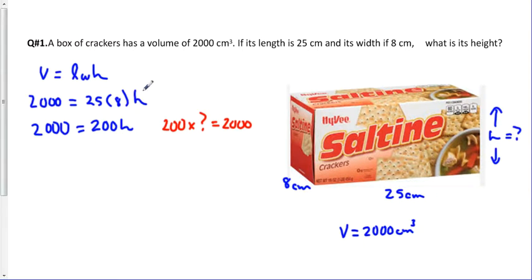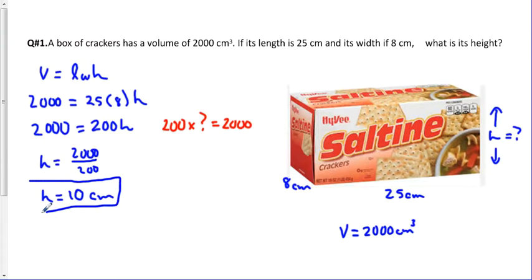Now, some of you guys can use mental math to do this. Some of you might need to rely on some skills from earlier grades. You can think about this as finding the height. Think about division instead of multiplication. Another way of answering that question is, hey, well, the height must be 2,000 divided by 200. That's just another way of writing 2,000 equals 200 times h. And that works out nice and evenly to 10 centimeters. The height of the box is 10 centimeters.